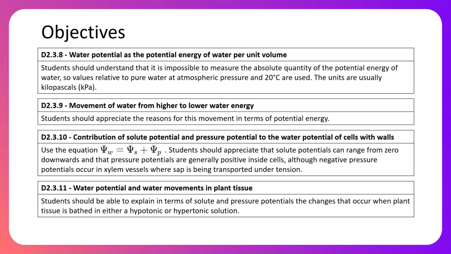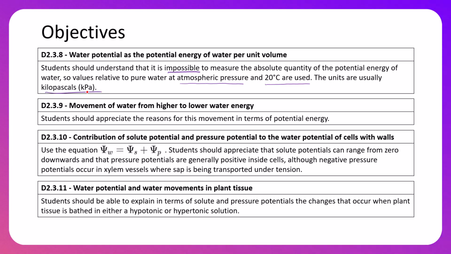The objectives specifically state, in the case of D2, 3, 8, water potential as the potential energy of water per unit volume. Students should understand that it is impossible to measure the absolute quantity of the potential energy of water, so values relative to pure water at atmospheric pressure and 20 degrees C are used. The units are usually kilopascals or kPa.